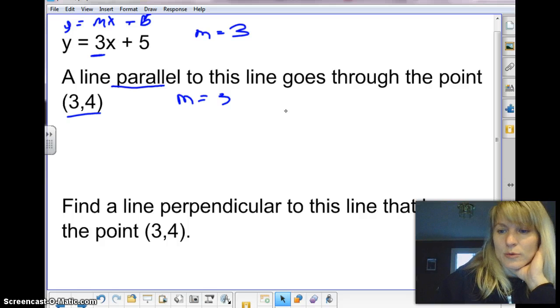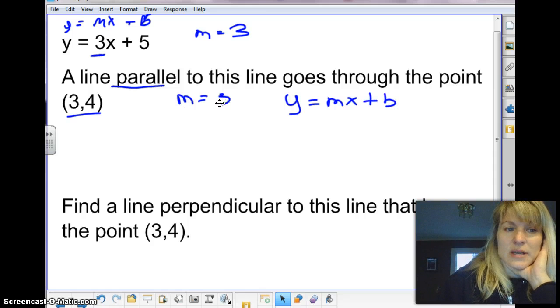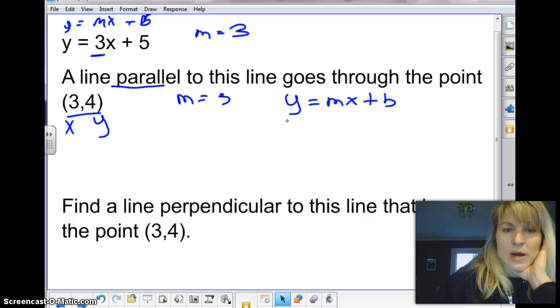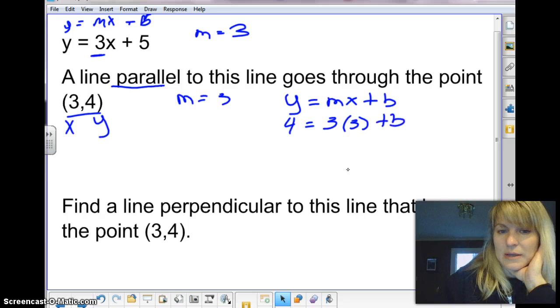It wants the equation of its parallel line. So we've done these before earlier in the year. We have y equals mx plus b. So I have an m, and I have an x, and I have a y. And so it's just plugging it in and solving. So for my y, I'm going to put in the 4. For my m, I'm going to put in the 3. For my x, I'm going to put in the 3. And then I'm trying to find the b.